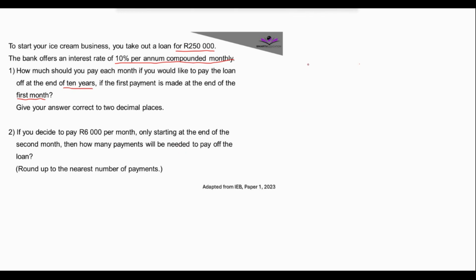Let's write our present value formula. If we check our information, we have our present value, which is 250,000. We have i, which is 10% per annum compounded monthly. Then we find n, because we're given 10 years, so it's going to be 10 times 12, since it's compounded monthly. So what are we looking for? We're looking for the monthly installment, X. So what you do is substitute.